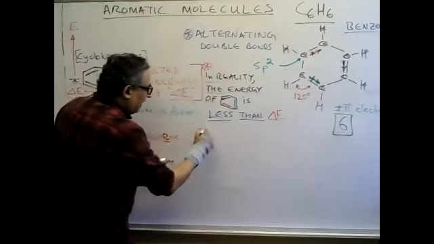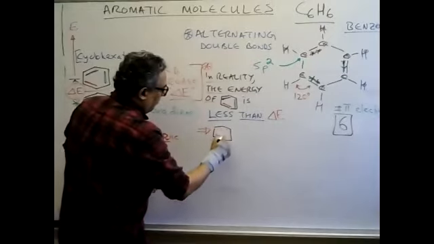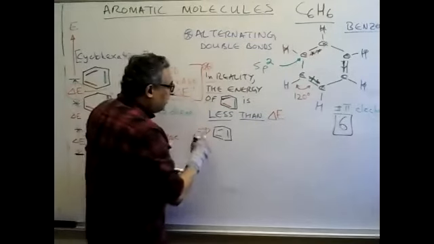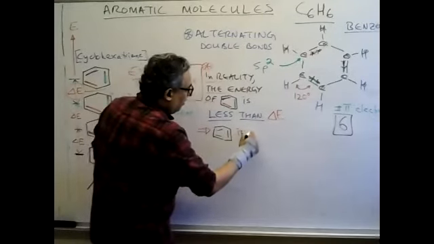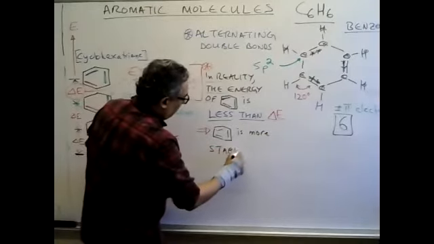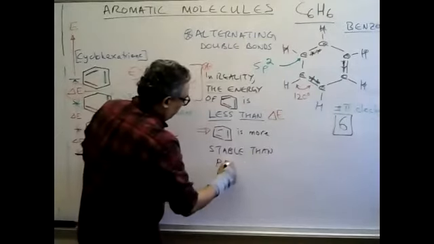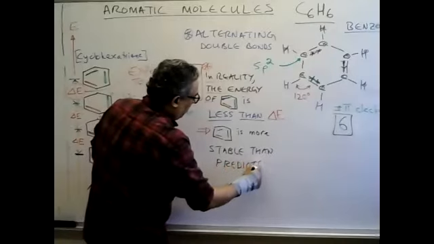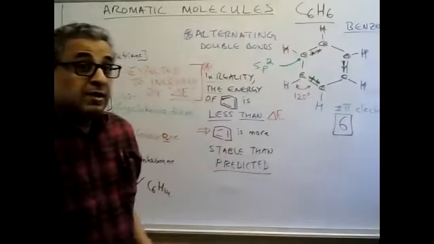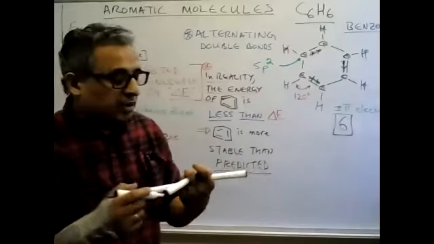That means this guy, I can't change colors all the time. It's also hurting my wrist. So this guy is more stable than predicted. So this weird species, cyclohexane, behaves like the way we expect it to.